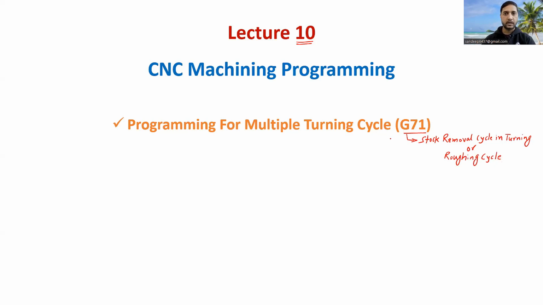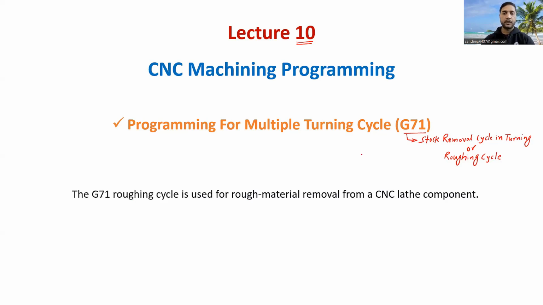Now, G71 cycle we will use in such cases when we are going to remove bulk material from the workpiece. And if we want to define it, we can also define this cycle as the G71 roughing cycle is used for rough material removal from a CNC lathe component. And after this roughing cycle, we always use finishing cycle. So we are also going to cover this G70 code in today's lecture, which means finishing cycle.